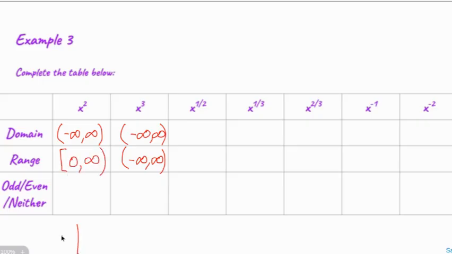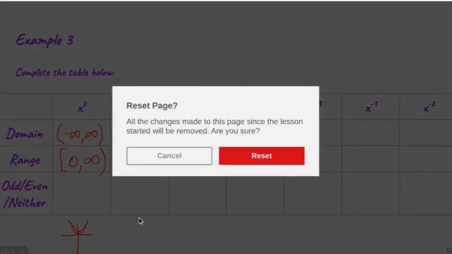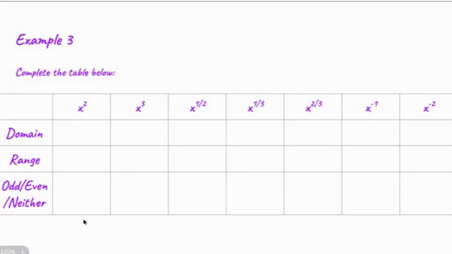We can kind of draw ourselves a little graph, and that is a horrible graph, but you know, I can do better. I didn't mean to reset the whole screen. I just meant to erase that graph. I thought that was an undo button. But there we go. So negative infinity to infinity. We start at 0 and go all the way to infinity. This was negative infinity to infinity.